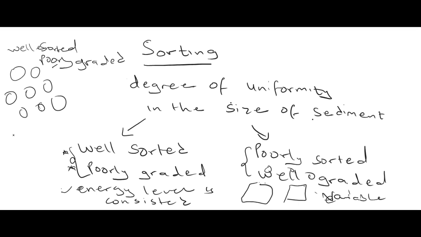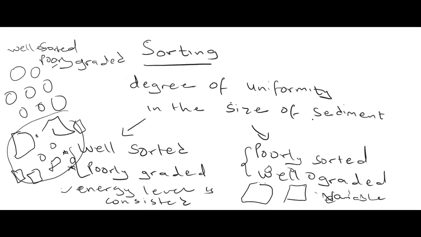But under poorly sorted, you have larger soils with smaller or finer soil, so different grain sizes. So this soil is poorly sorted but well graded. Well graded in the sense that it consists of different sizes of soil. Now let's take another assignment.